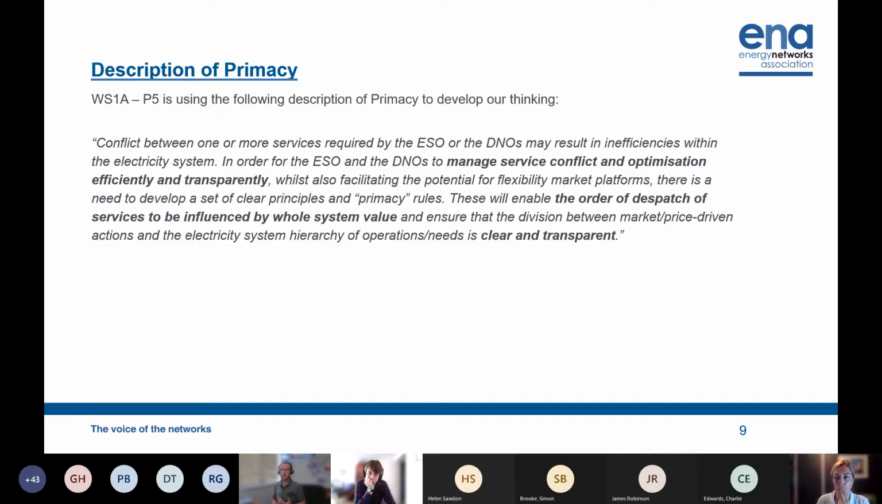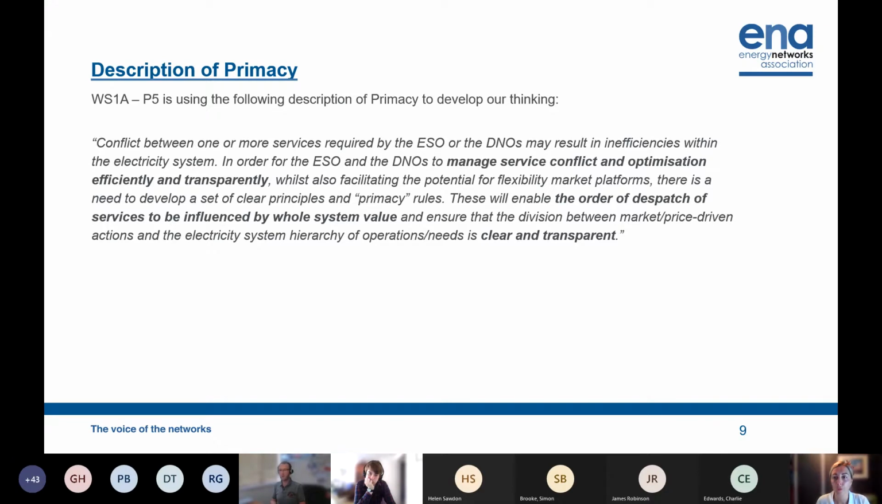So the first slide is just really what we've come up with as the description of primacy for those that aren't too familiar with it. We are obviously aware it's quite a hot topic within the industry at the moment, and we understand it's going to be quite a big and meaty product to move through the next few months.